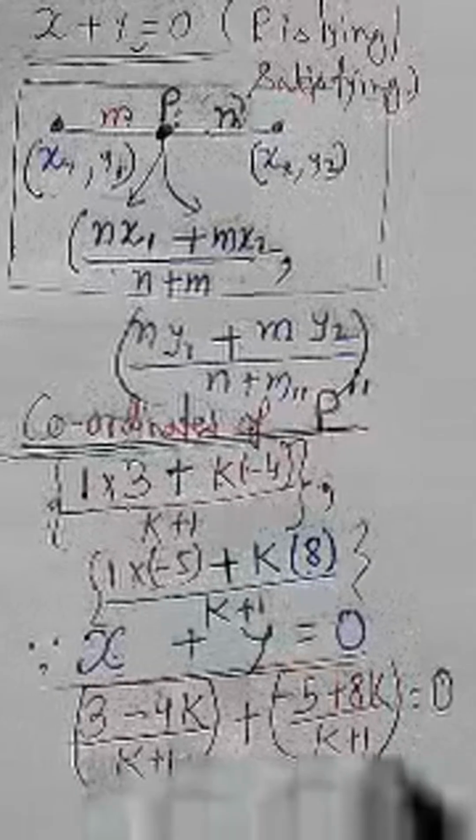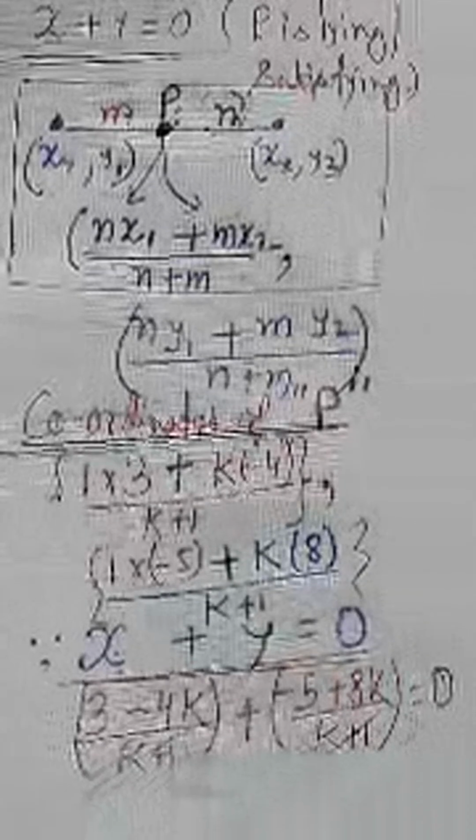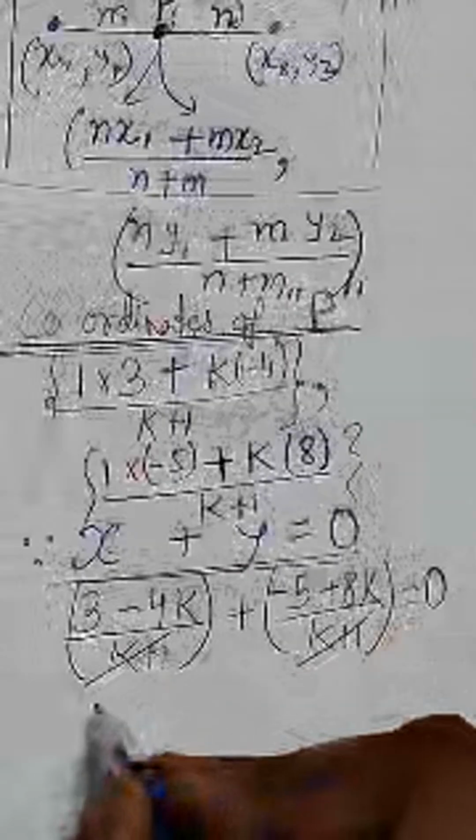When you equate it equal to 0, you can see k plus 1 will be cancelled out because this will be going into the RHS, right? Now this will give you 3 minus 5 minus 4k plus 8k equal to 0.